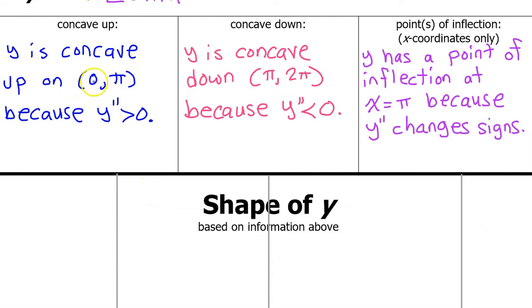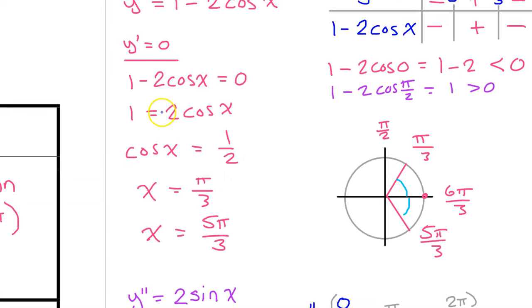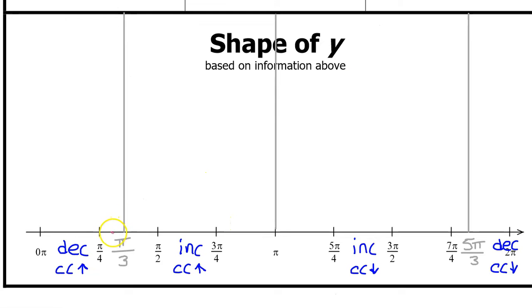Y is concave up from 0 to pi, and then concave down from pi to 2 pi. In addition to this information, we need to mark where y has a horizontal tangent line. Y has a horizontal tangent line wherever y prime is equal to 0. That's at pi over 3 and 5 pi over 3. Let's put little horizontal marks at those values to remind us to form a horizontal tangent line at these values when we sketch the graph of y.